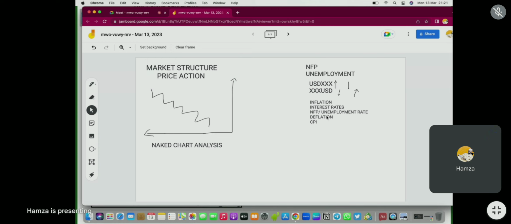Now, a peculiar thing happened on Friday. We had NFP on Friday, and we have the unemployment rate. I don't know if the right phrase is unemployment rate or unemployment. Let's leave it at unemployment rate. Both of these macroeconomic events are high impact macroeconomic events. Please take note, high impact.